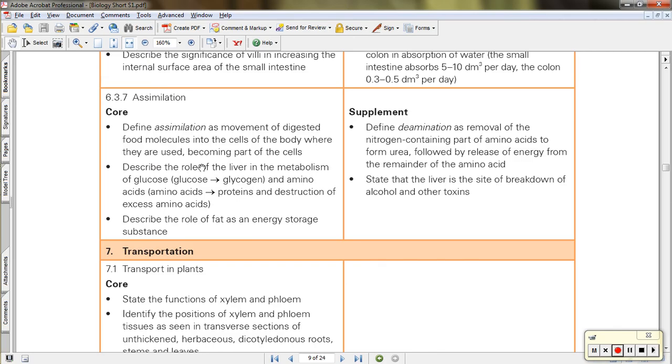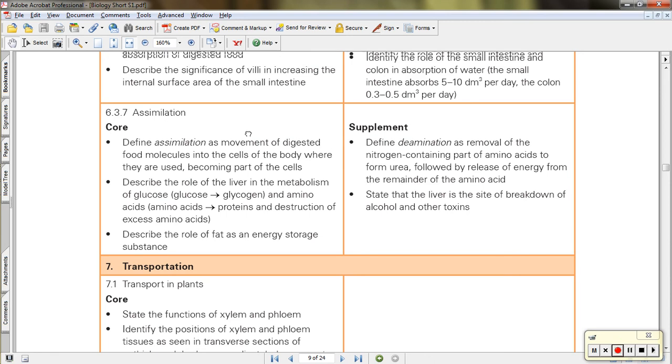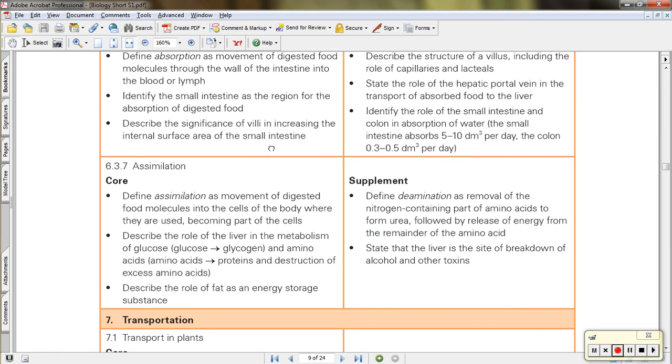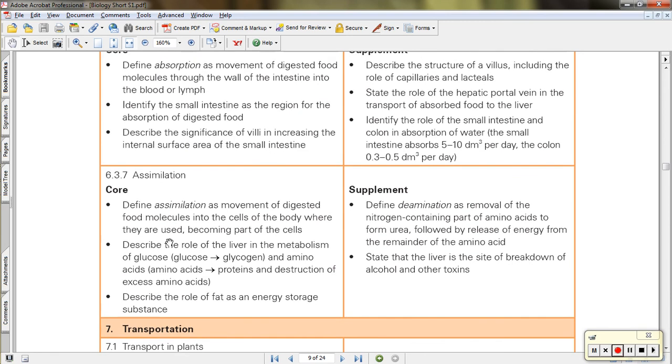So let's check through this. Describe the role of fats, liver, breakdown of alcohol and toxins, deamination, role of liver, assimilation. Definition for assimilation, there you go. It's what your liver is doing. It tells the molecules from digestion what to do.